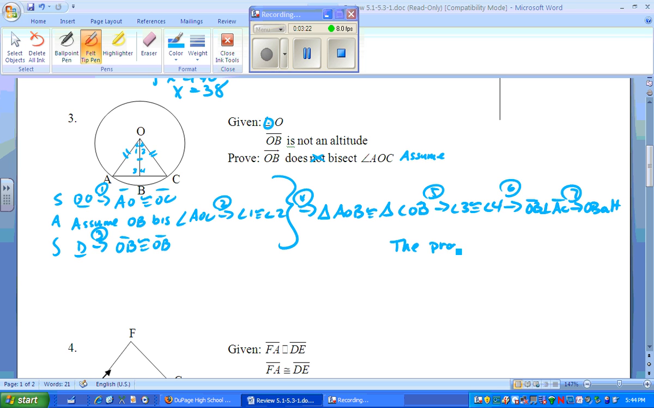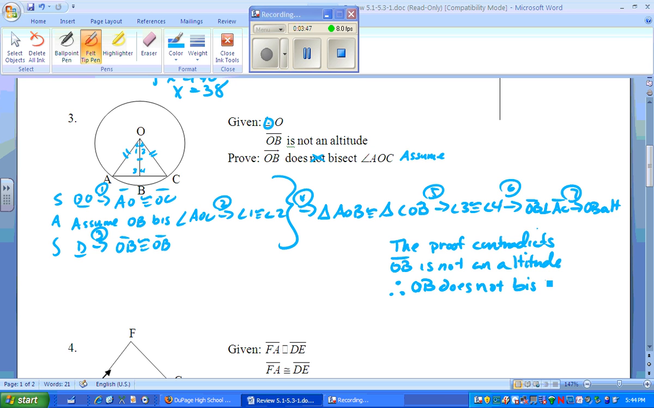So the proof contradicts. That's right. Contradicts that OB is not an altitude. Therefore, OB does not bisect angle AOC.